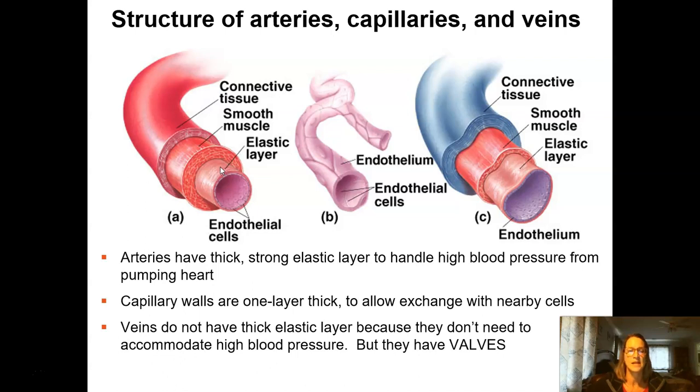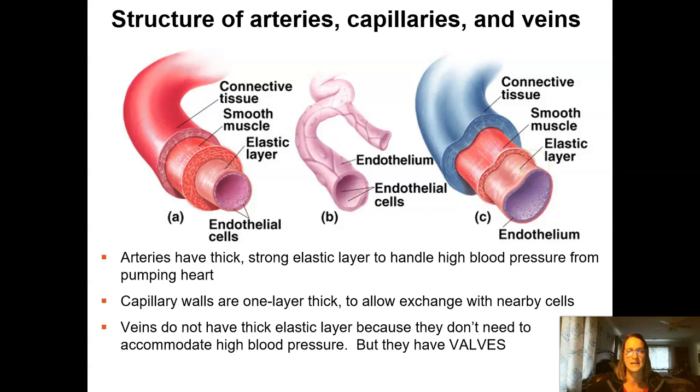Okay, the veins don't have the same. You can't really see the difference in the thickness of the elastic layer, but the veins have a less thick elastic layer because they don't need it to withstand the high blood pressure. This elastic layer makes sure that the arteries don't burst with high blood pressure. Okay, so they have a thicker elastic layer than veins do.